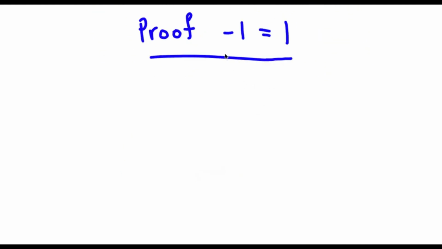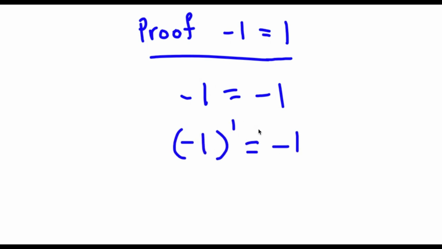All right, so I'm going to prove that negative 1 is equal to 1. So let's first start off with negative 1 is equal to negative 1. This is a true statement because any number is equal to itself, right? So now, negative 1, this is the same thing as negative 1 to the power of 1. Any number to the power of 1 is also equal to itself. So negative 1 to the power of 1, that's also equal to negative 1.